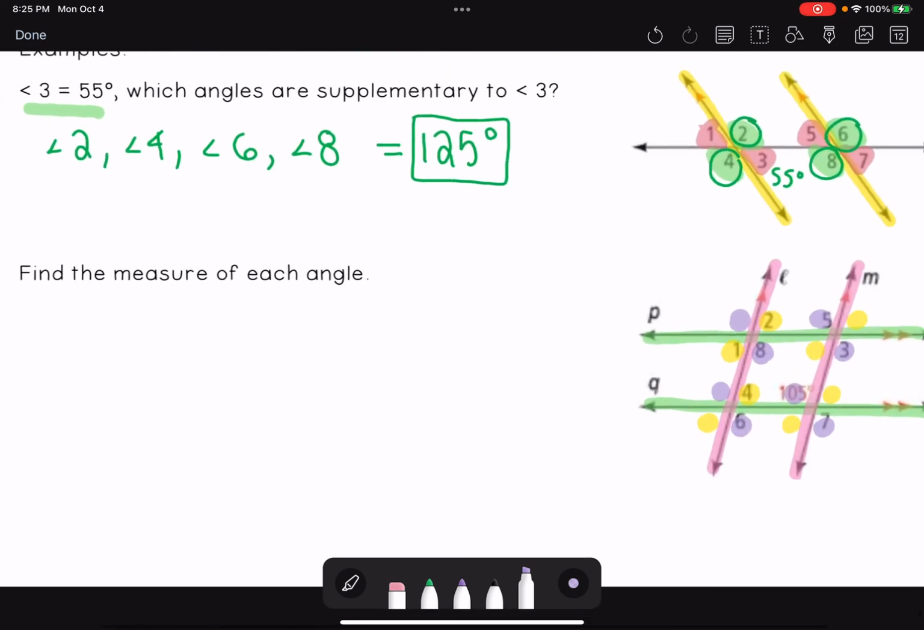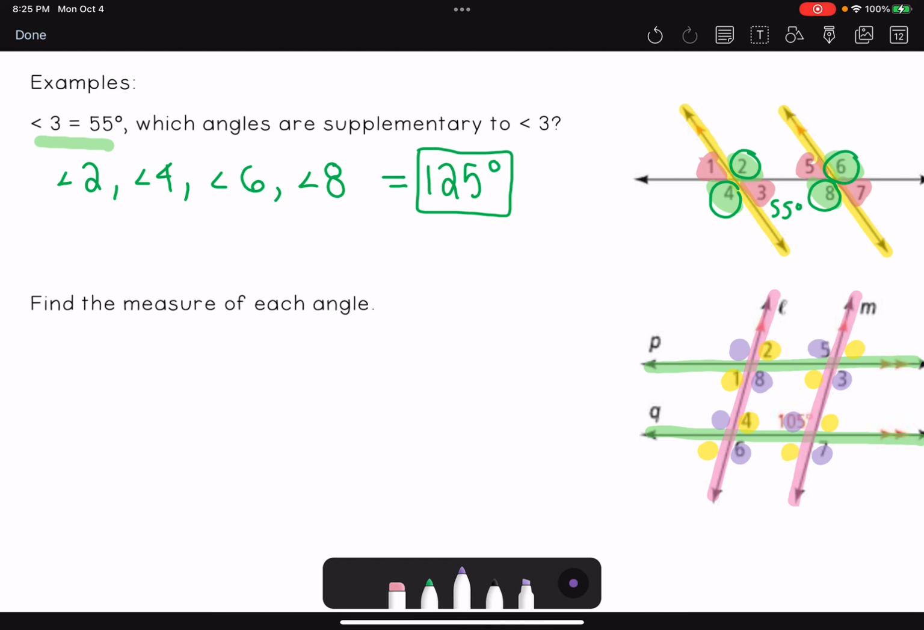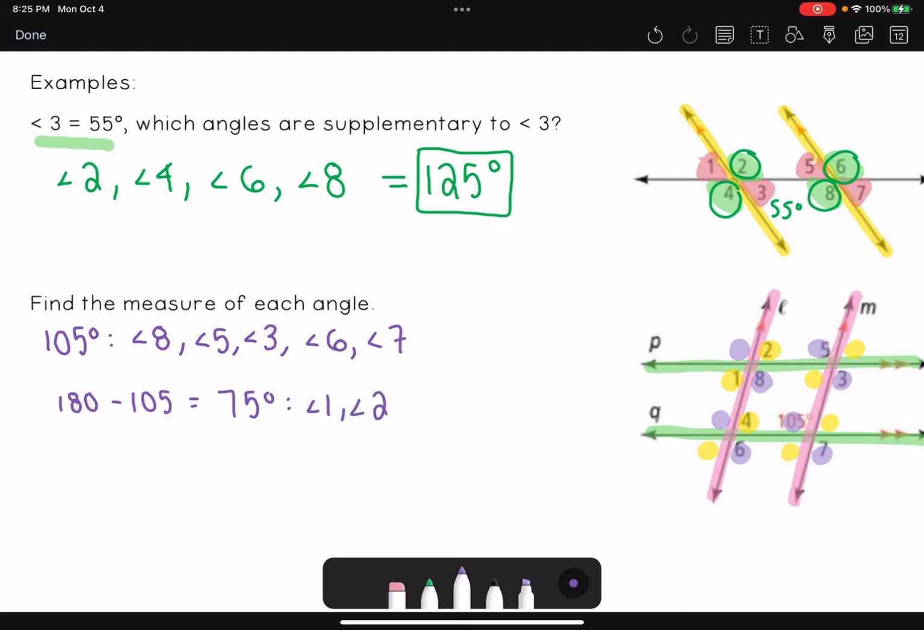So in the end, we have all the purple angles are 105 because one of them is labeled 105 degrees. So 105 degrees is for angle 8, angle 5, angle 3, angle 6, and angle 7. And all the others must be supplementary. So the others are 180 minus 105, which is 75. And that would be angle 1, angle 2, and angle 4.